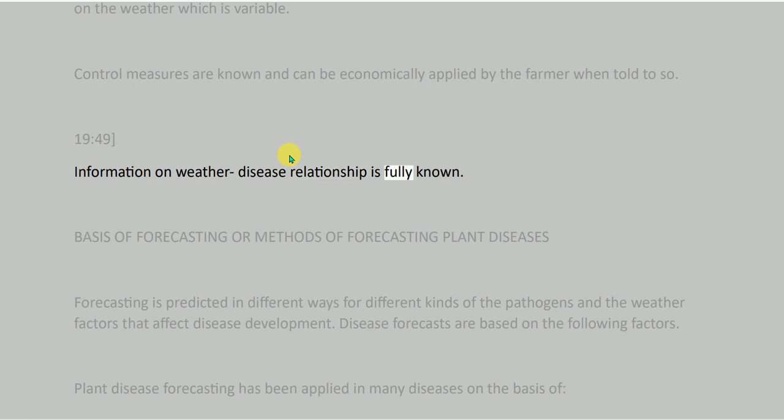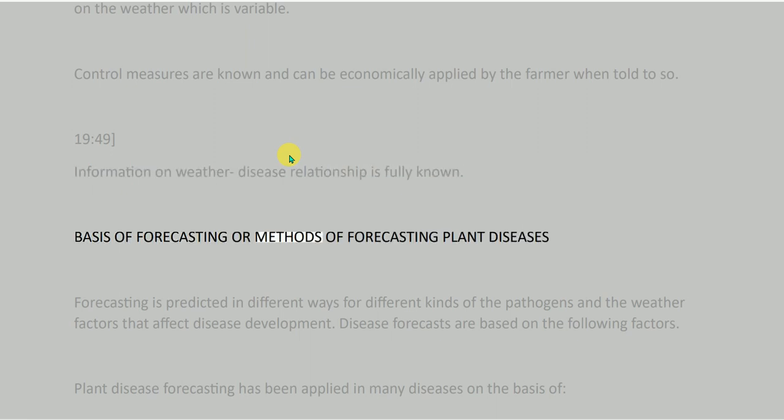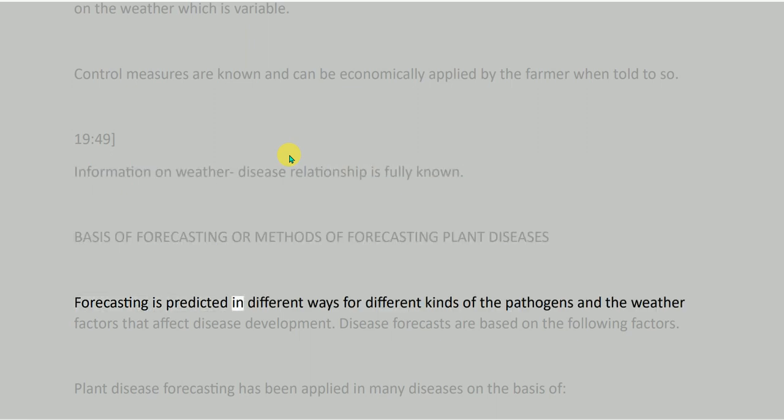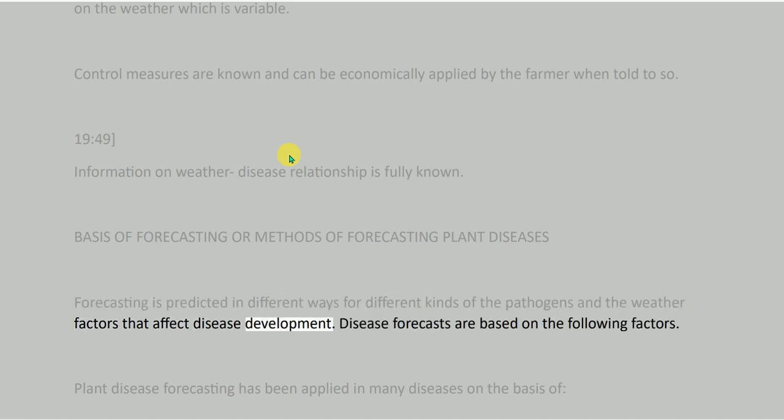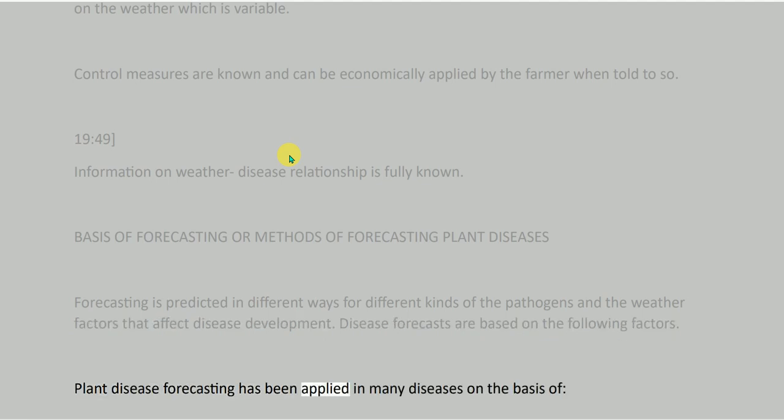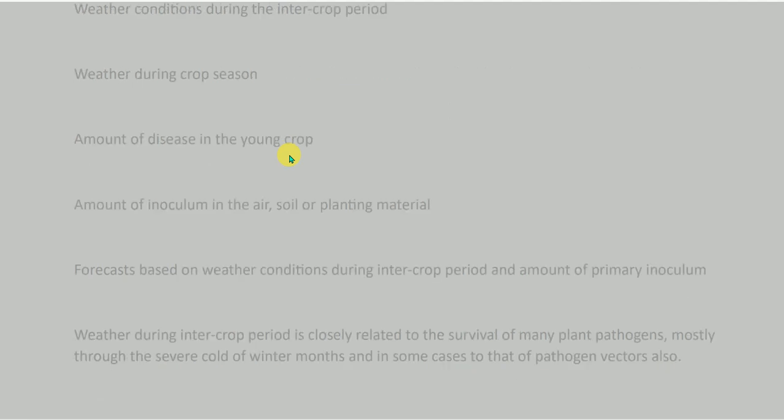Basis of forecasting or methods of forecasting plant diseases. Forecasting is done in different ways for different kinds of pathogens and the weather factors that affect disease development. Disease forecasts are based on the following factors. Plant disease forecasting has been applied in many diseases on the basis of weather conditions during the intercrop period, weather during the crop season, amount of disease in the young crop, and amount of inoculum in the air, soil or planting material.